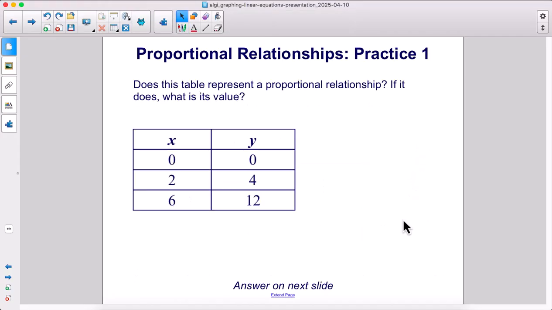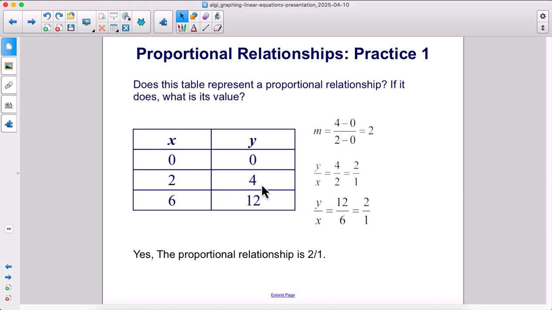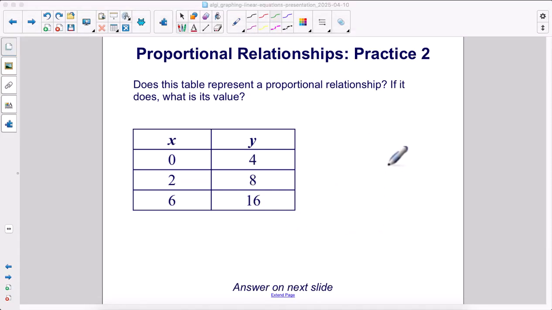Does this table represent a proportional relationship? If it does, what is its value? We can use any coordinates to check to see if it's a proportional relationship, except the origin. You can't use the origin because you can't calculate the ratio of 0 to 0. But 4 over 2 is 2, and 12 over 6 is also 2. Therefore, this is a proportional relationship that is equivalent to 2.